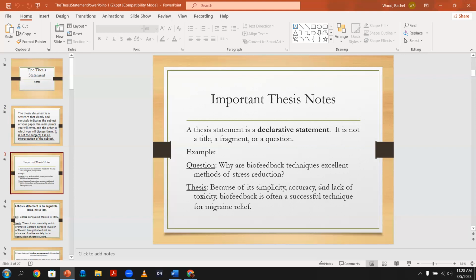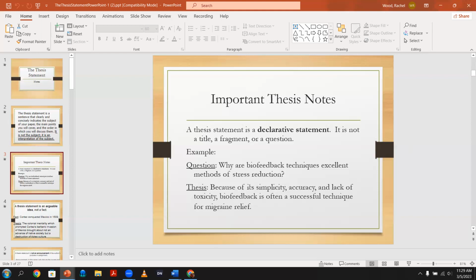However, in some cases, it is okay. So in this particular case, the thesis statement is, because of its simplicity, accuracy, and lack of toxicity, biofeedback is often a successful technique for migraine relief. Okay, so it does tell me the 3 points.